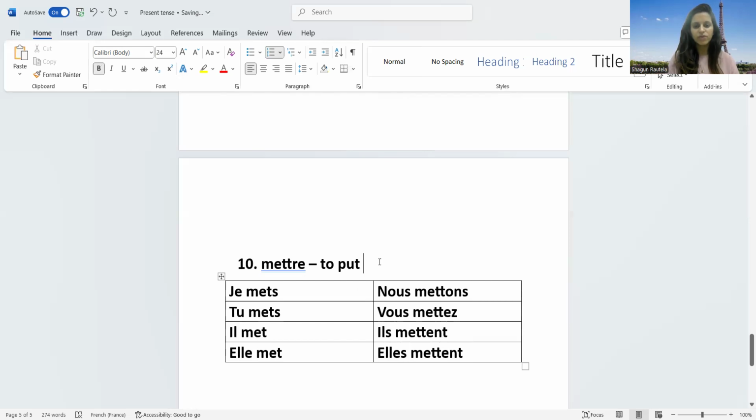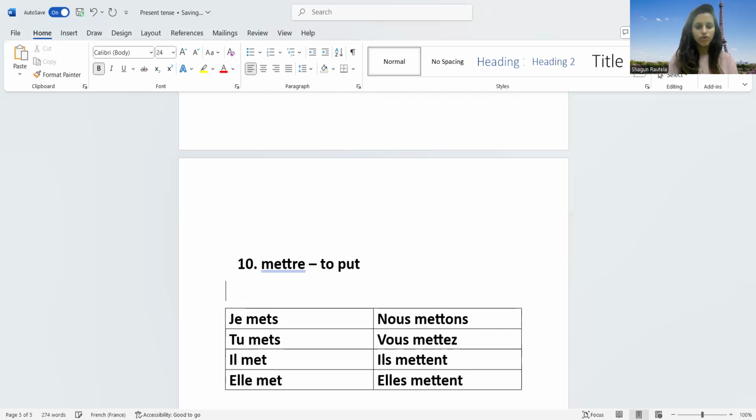So, how will you make a sentence with mettre? Je mets du sucre dans mon café. So, I put some sugar in my coffee. Similarly, you can make your own sentence. Je mets des stylos dans ma trousse. So, I put some pens in my pencil box.